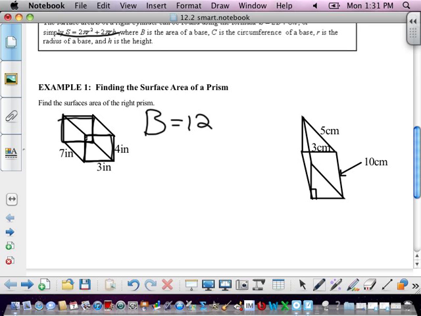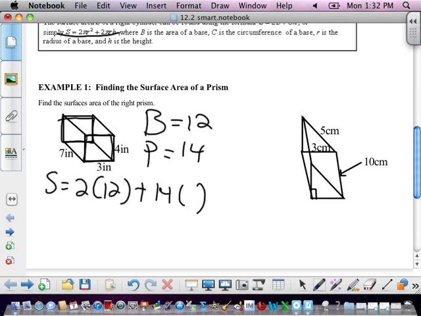Okay. Let's find the perimeter of the bases. So that's 3 plus 4 plus 3 plus 4, right? So it's 14. Now we're going to stick it in our formula. So the surface area equals 2 times the base, which is 12, plus the perimeter, which is 14, times what we call the height. And the height is the distance between the bases. It's not necessarily how high it is.